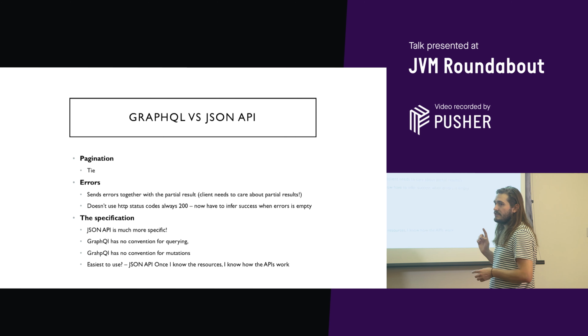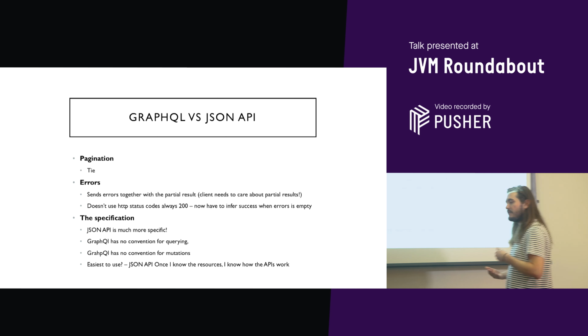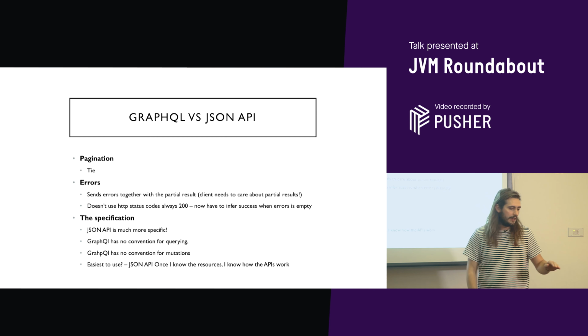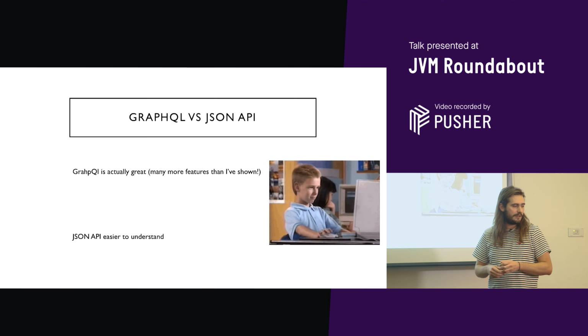And the easiest one to use is JSON API, because as soon as you understand how JSON API works, you know how to use my API. I keep saying IPA API. Once you know how JSON API works, you know how it's going to work. All you need to then know is how the resources are linked together, and then you just know how to use it.